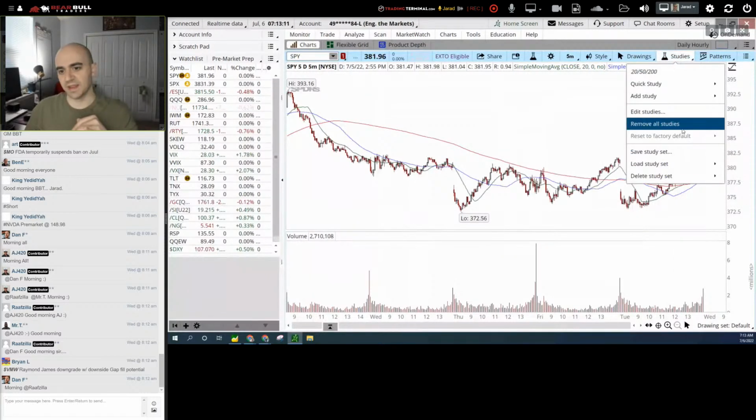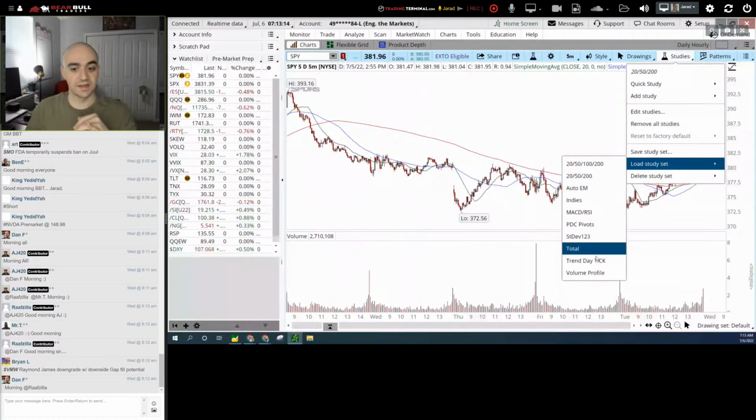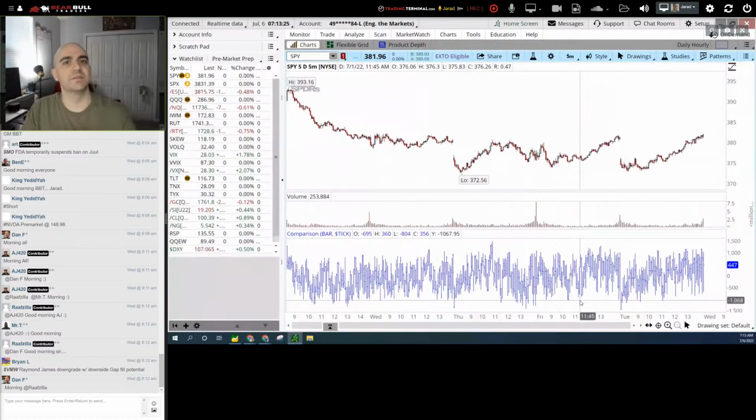What I'm going to do is add a particular study set. In this instance, all I'm doing is adding what is known as the tick index, and I'm adding it to the bottom of my chart.